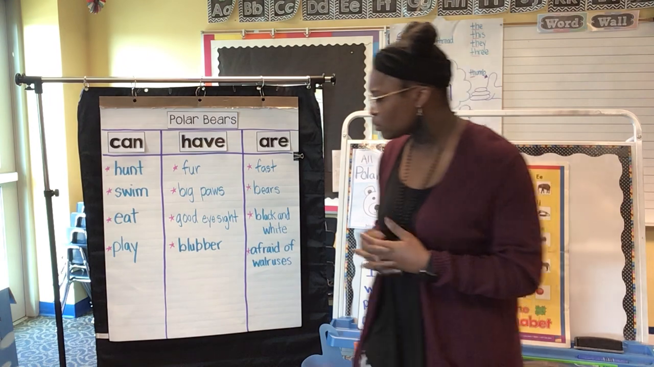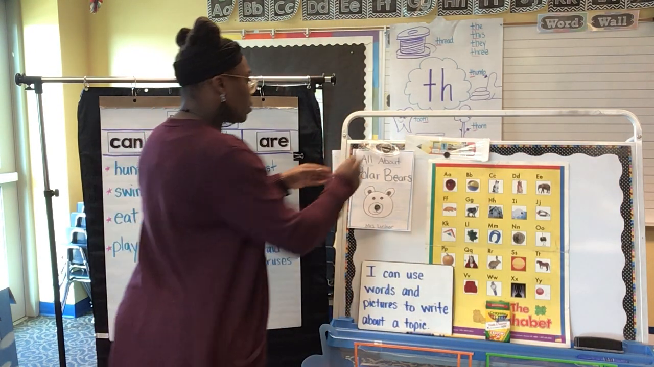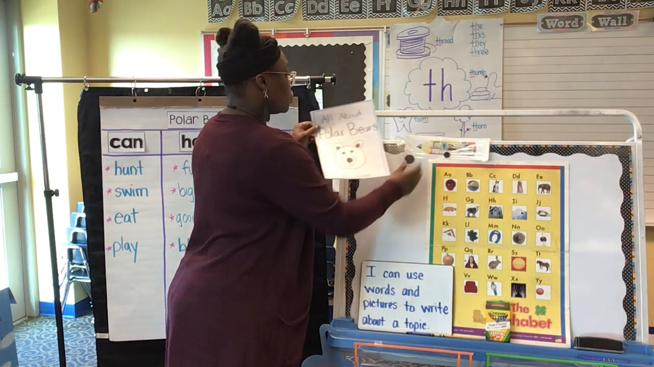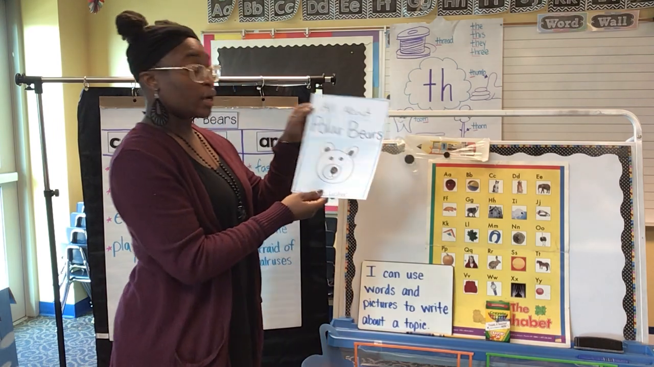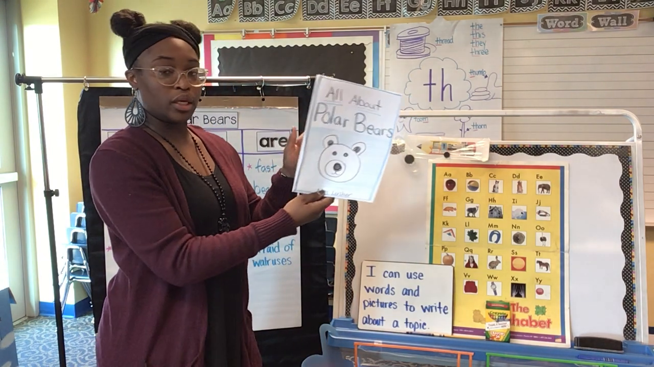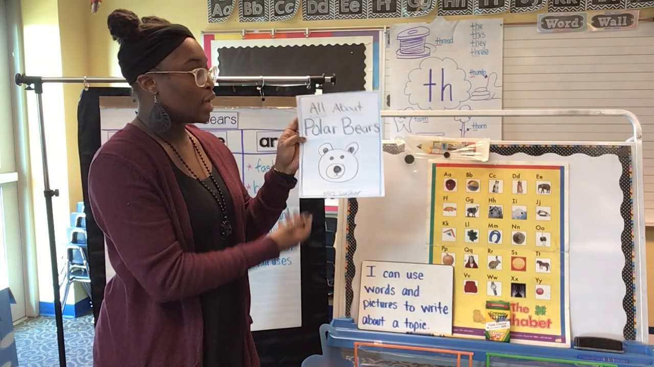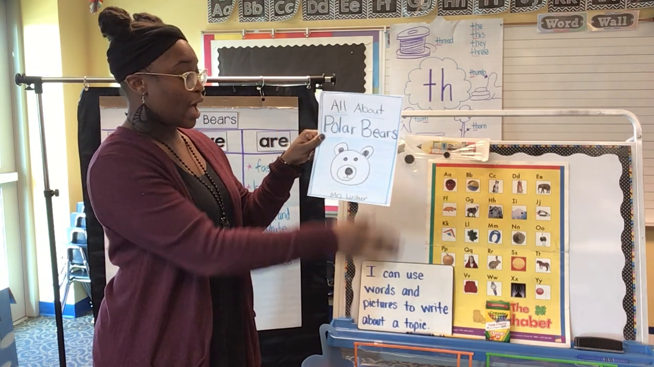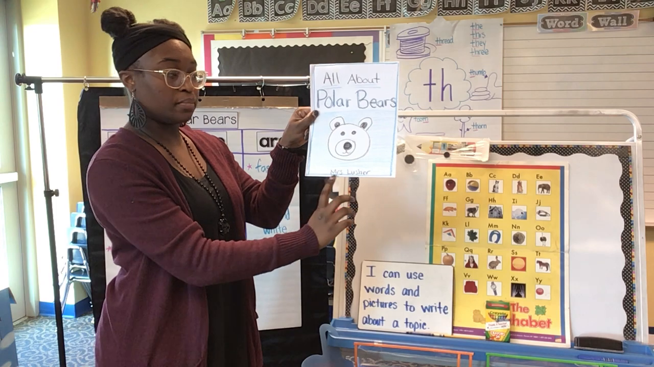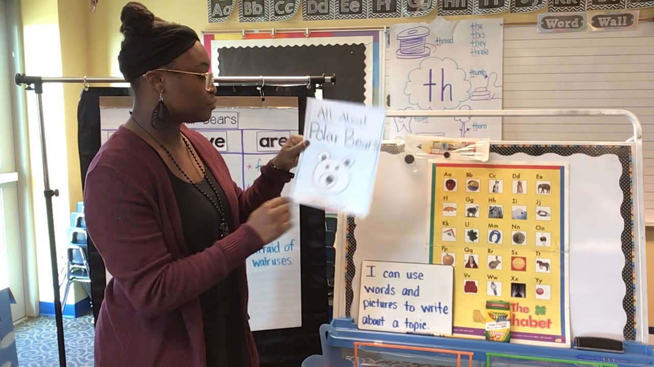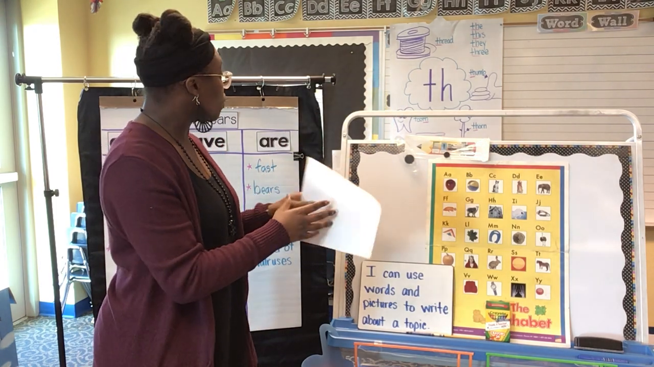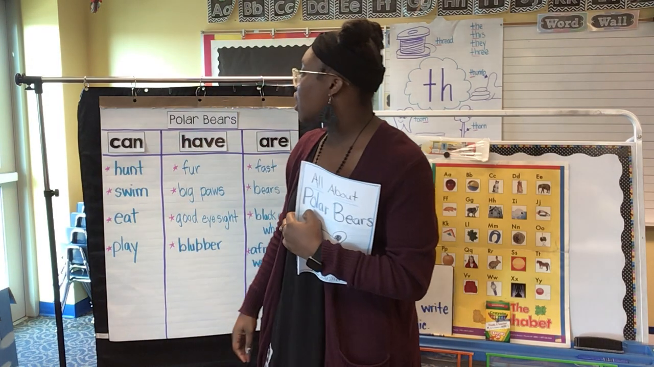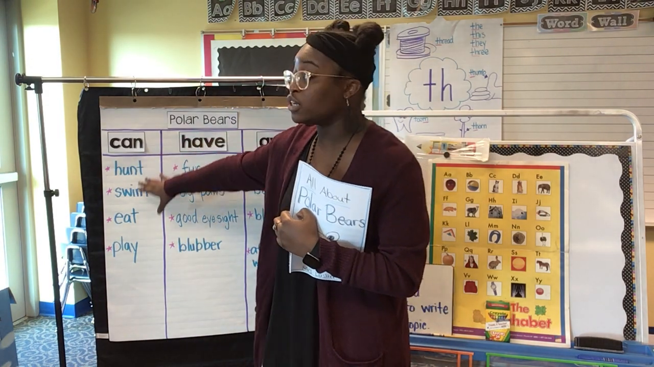Okay, so let's go ahead and get started with our book. You should have already had your front cover of your book done, because that was what you were supposed to do yesterday. The title of our book is All About Polar Bears, and it has a picture of a polar bear and Mrs. Lusher's name at the bottom of it. Today our focus is going to be on what polar bears can do.